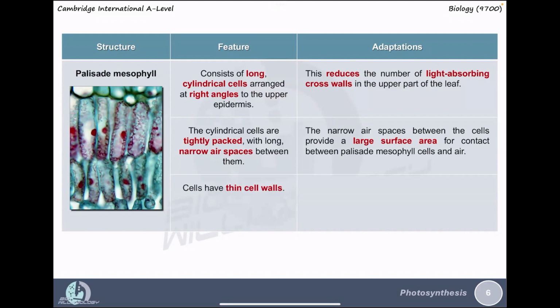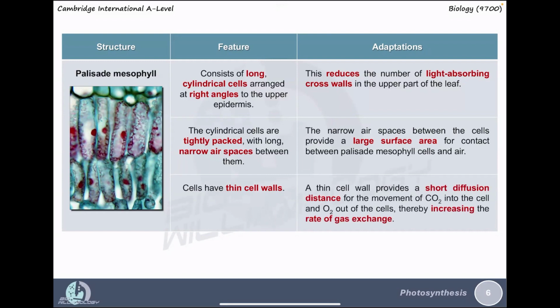Third, if you look at the cells, the wall is very, very thin. So it definitely provides a short diffusion distance for the gas exchange, where CO2 enters the cells by diffusion and O2 leaves the cells by diffusion, okay? Hence increasing the rate of gas exchange during photosynthesis.